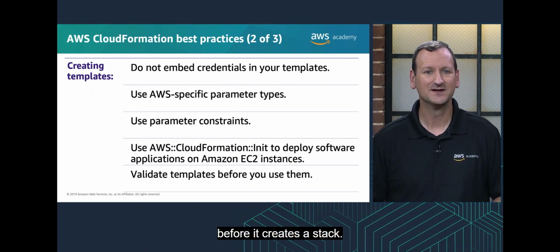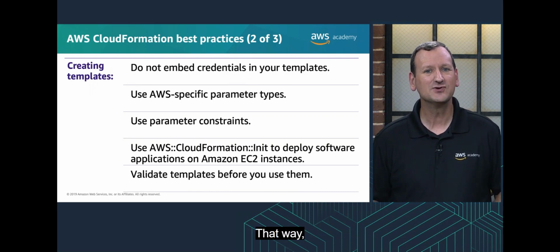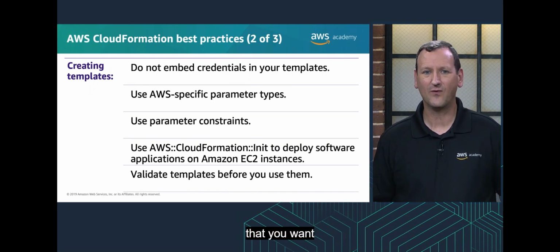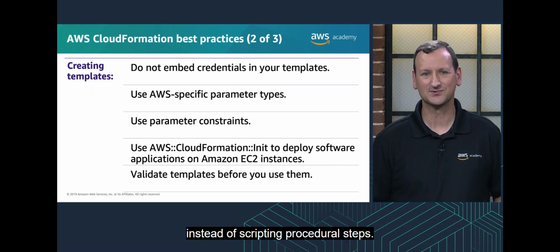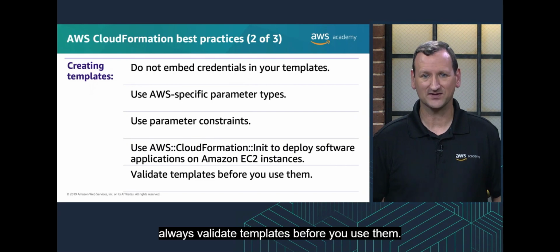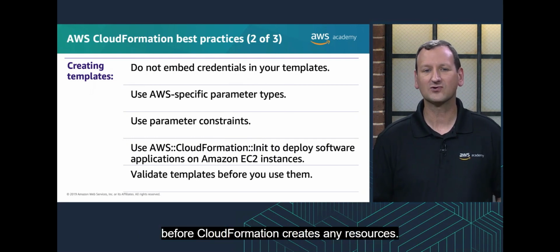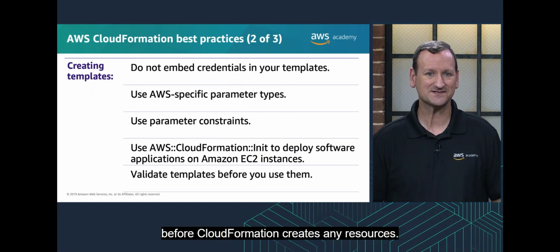Use AWS CloudFormation init to deploy software applications on EC2 instances. That way, you can describe the configurations that you want instead of scripting procedural steps. Finally, always validate templates before you use them. Validating a template can help you catch syntax errors and semantic errors before CloudFormation creates any resources.